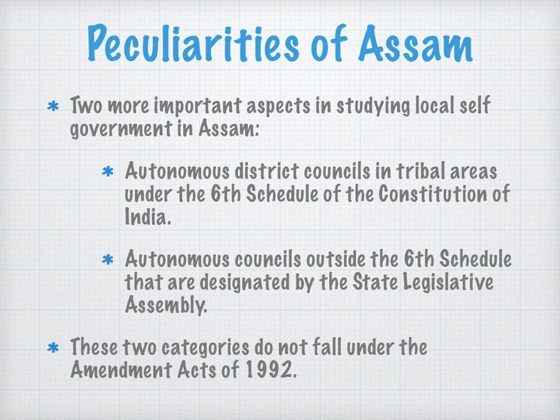Secondly, Assam also has some autonomous councils which fall outside the purview of the 6th Schedule of the Indian Constitution, and these particular areas have been designated by the State Legislative Assembly from time to time. Due to the existence of these two categories of areas within Assam, it at times becomes essential for us to study even more than the 73rd and the 74th Constitutional Amendment Acts of India, because these two acts do not extend to these particular areas that exist within Assam.